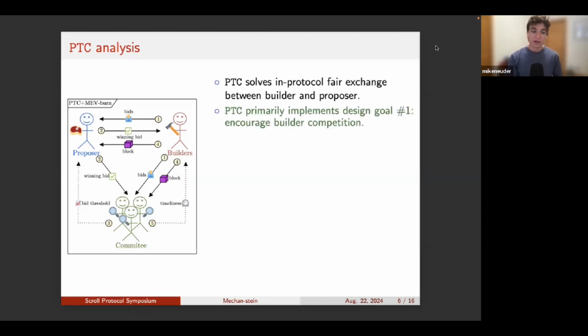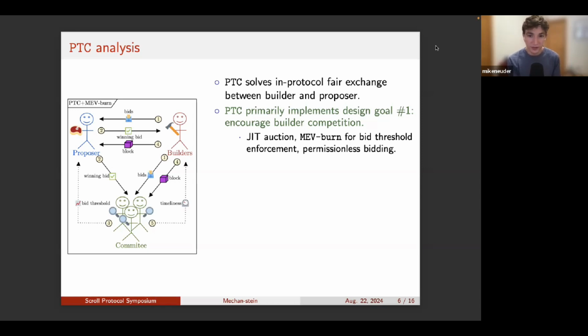So kind of taking a step back and looking at this from the angle of our design goals, we see that primarily it is designed around goal number 1, which is encouraging builder competition. And there's a few reasons for that. One, it's this just-in-time auction. So this means that during the slot itself, all the builders can compete. And so if one builder has some specific edge during one slot, but on average is much worse than all the other builders, they can still win that auction because they have the highest bid.